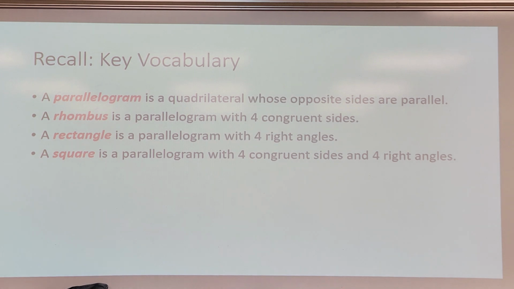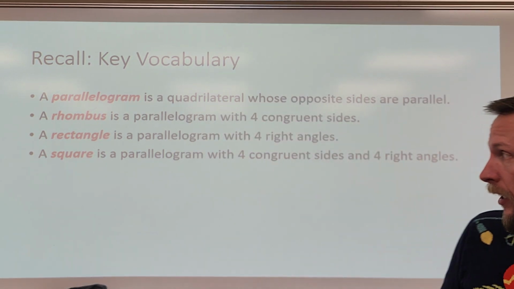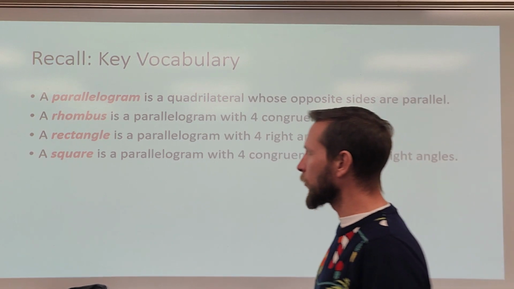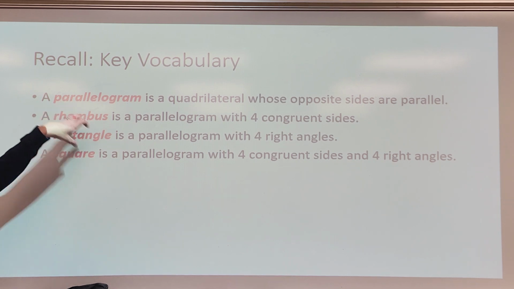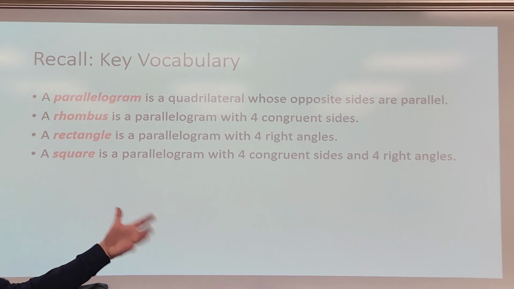A rectangle has right angles. A square has congruent sides and congruent angles, all right? A rectangle is a parallelogram with right angles, with 4 congruent angles. A rhombus is a parallelogram with congruent sides. And so a square is sort of a combination of a rhombus and a rectangle, right? It has the congruent sides of the rhombus, it has the congruent angles of the rectangle. It is a parallelogram, so it has all of those properties of parallelograms.